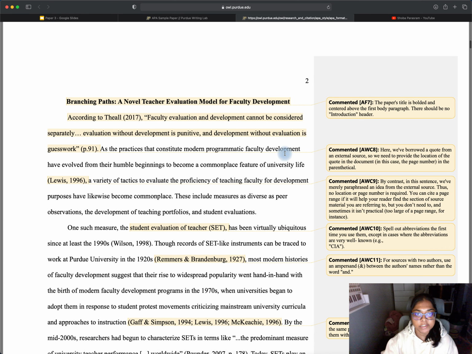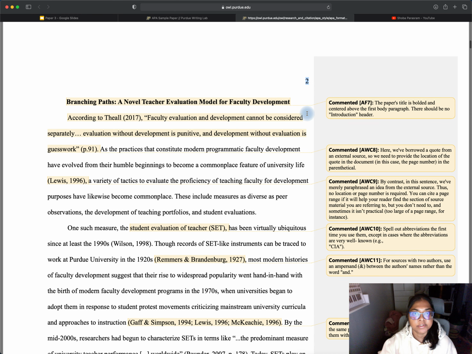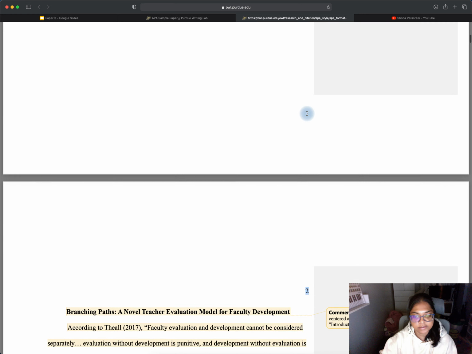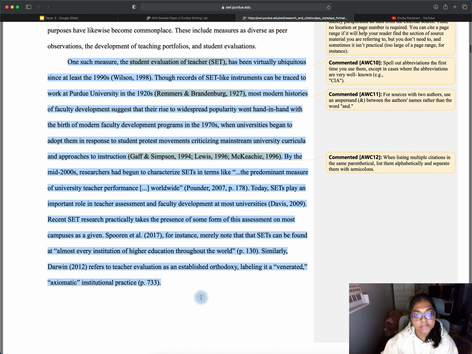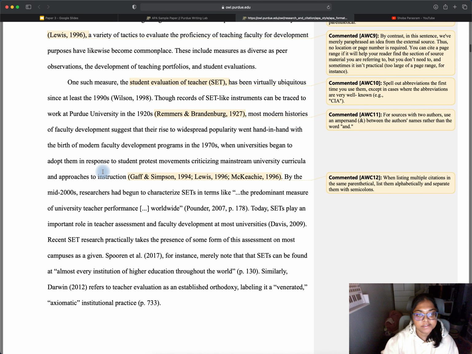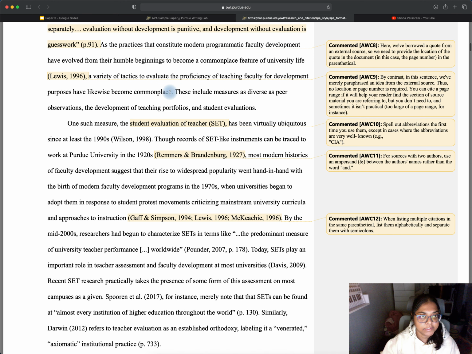And I'm looking at page 2 on the sample APA paper, so it's basically the first page, and we were looking at the second paragraph. So if you want to revisit this to see these examples and to read the sentences more carefully, feel free to do that.